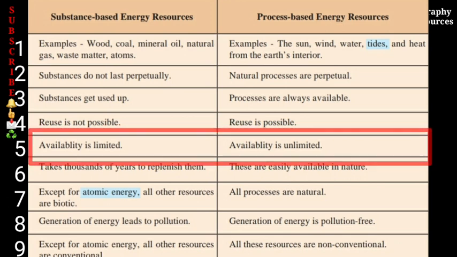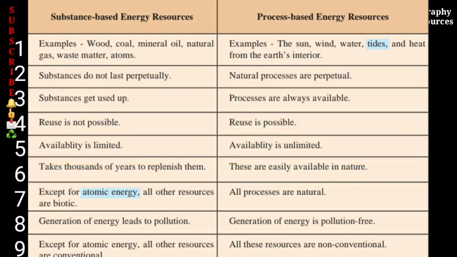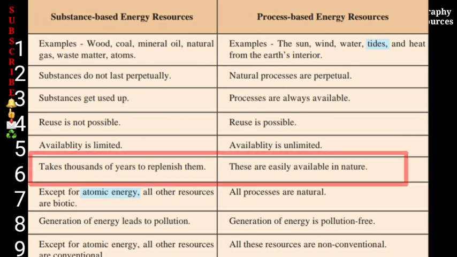Okay students, now the sixth characteristic: substance based energy resources take thousands of years to replenish. Yes students, if you want to reform or regenerate substance based energy resources, it takes a lot of time. Billions of years can be spent in replenishing them. But the process based energy resources are easily available in nature.